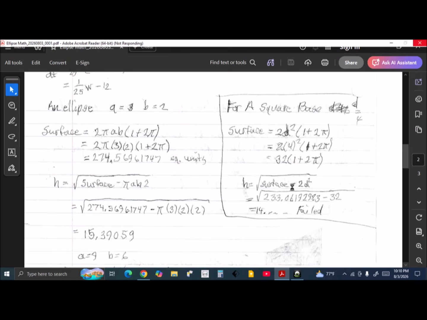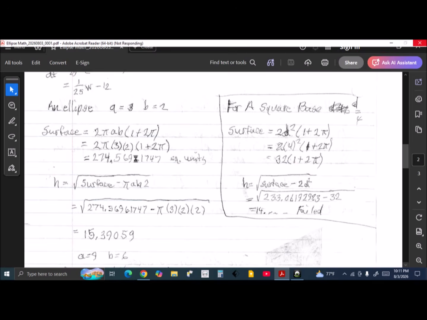The square base would have a perimeter, if it was 4 units, would have a perimeter of 16. And when I plugged in the same area substitution in here, with d squared being the area of a square of size 4, it came up with 14. I considered that a failure though.